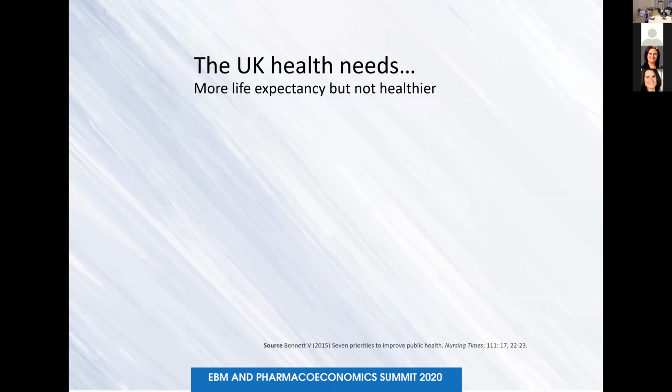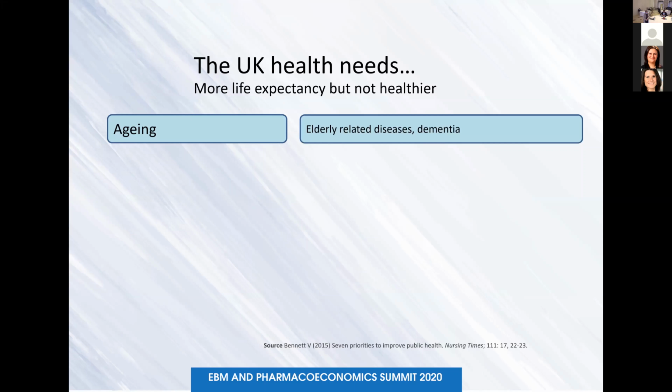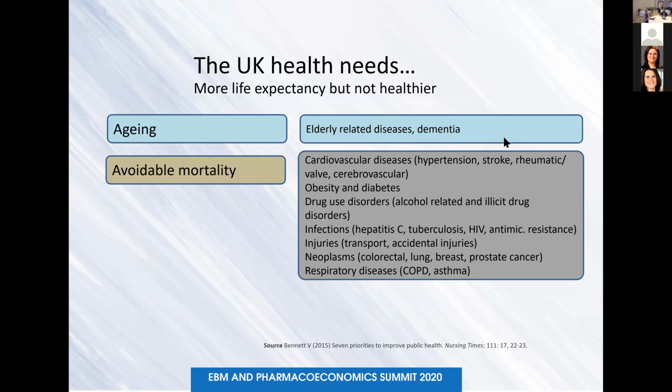So in the UK, there is more life expectancy, but it doesn't mean that we are healthier. As I said, we are getting older, and this obviously has to deal with elderly related diseases and dementia, for example. We also have lots of avoidable mortality, including cardiovascular disease, obesity and diabetes, drug use disorders, infections, injuries, cancer, obviously it's one priority, and also respiratory diseases.